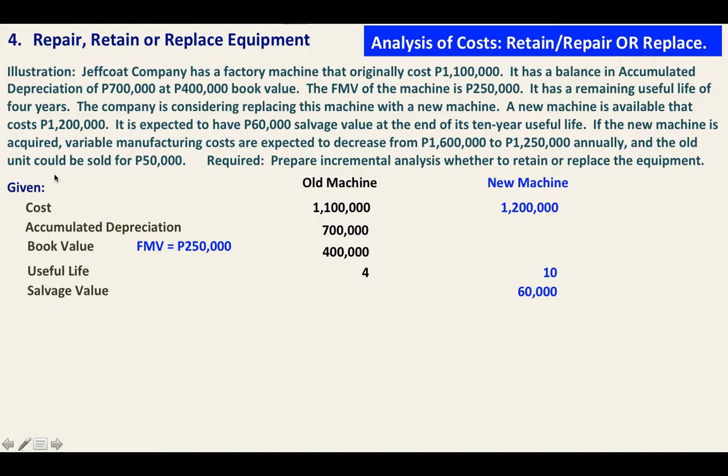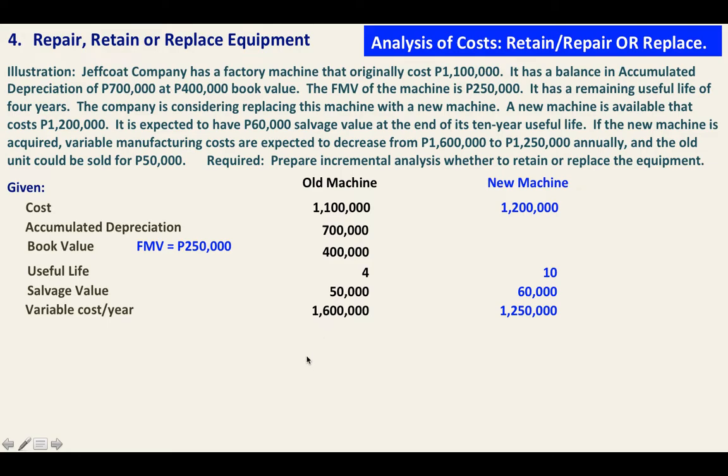If the new machine is acquired, variable manufacturing costs are expected to decrease from 1,600,000 to 1,250,000. So it means that under the old machine, the variable cost per year is 1,600,000. Okay, so under the new machine, the variable cost will be 1,250,000. And the old unit could be sold for 50,000. So the salvage value of this old machine is 50,000. Okay, so we all have the information in this.